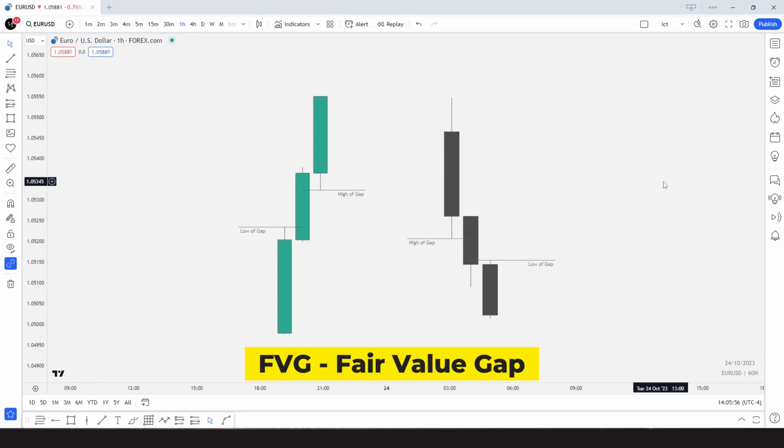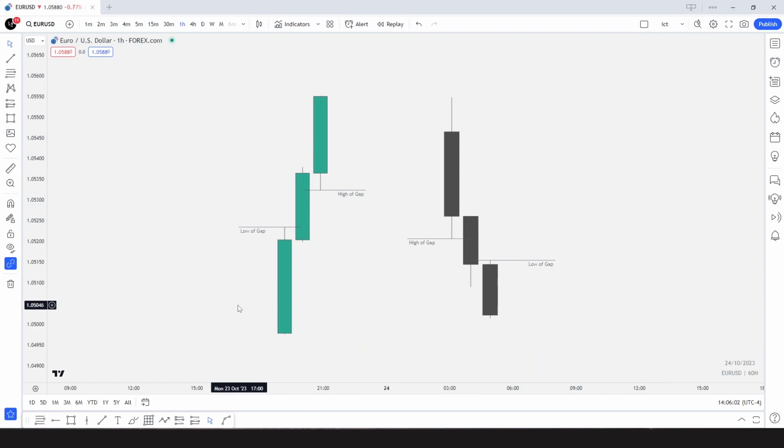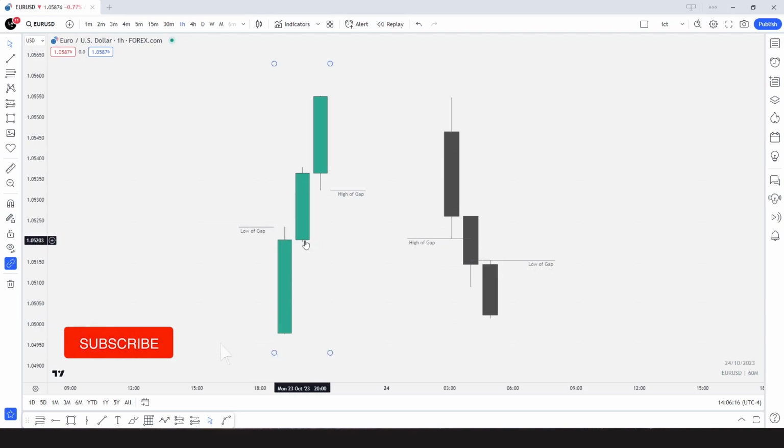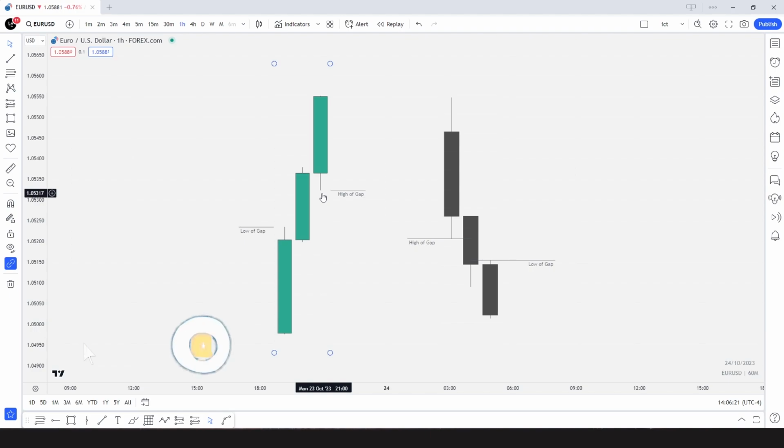So starting things off, you can see I have a depiction here of a fair value gap. Now a fair value gap is a 3-candle formation. As you can see in this bullish example, we have one candle, a second candle, and then the third bullish candle. Between these candles we have the wick of the first one, and then a second bullish candle straight through, and then the wick of the third one, and then the third candle straight through.